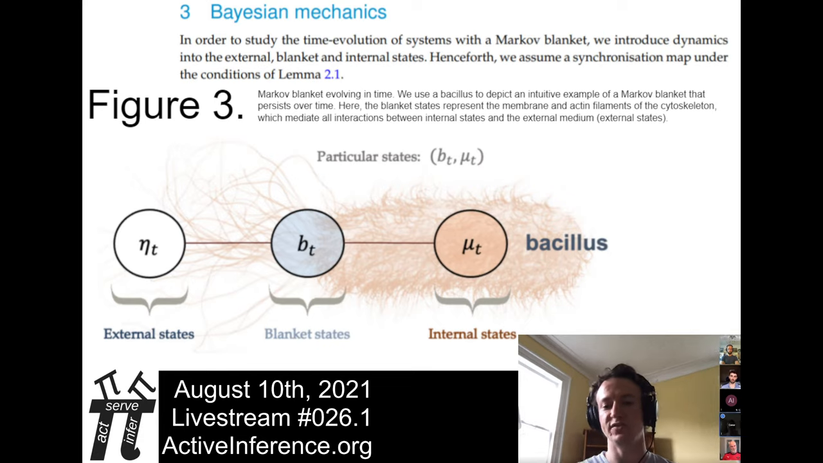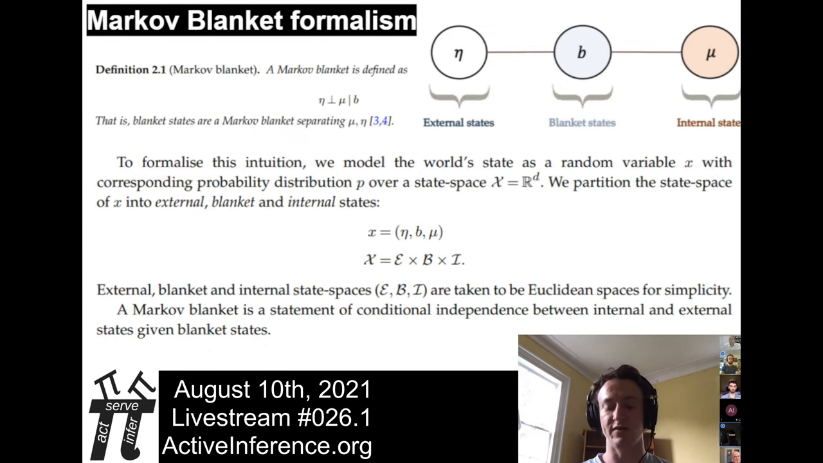But because of this exchange of matter and energy across the blanket, the actual definition of the Markov blanket is a statistical one. It just means that this boundary statistically segregates the internal and the outside. That statistical separation can critically differ from direct causal interactions. The definition in a statistical sense is that the internal states, when conditioned on the blanket states, are statistically independent of the external states, and vice versa. The external states, when conditioned on blanket states, are statistically independent of the internal states.